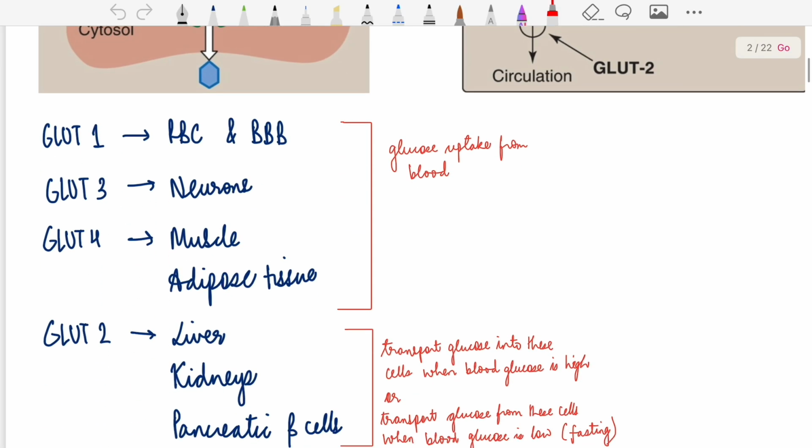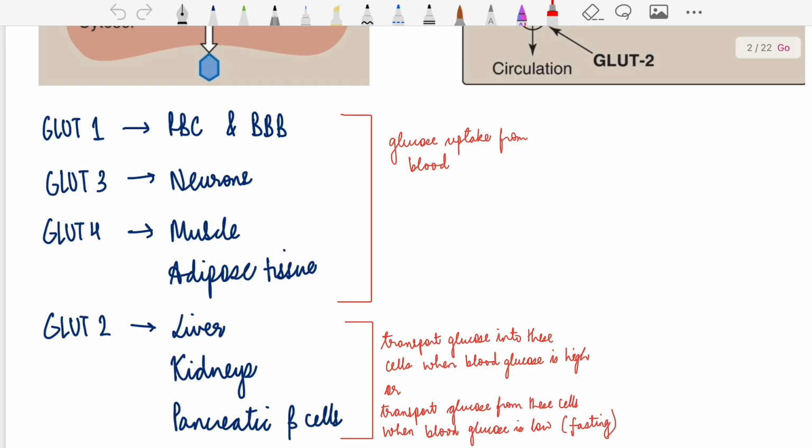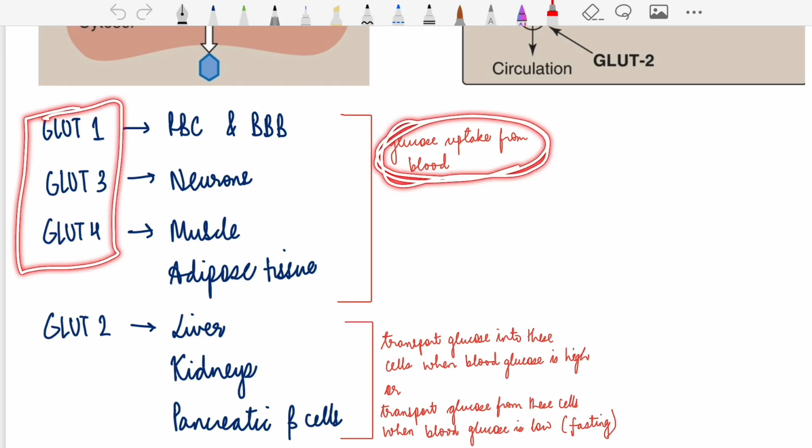Now, some important questions, MCQ questions, PG questions, and more importantly for your concepts. GLUT1 is in RBC and the blood-brain barrier. GLUT3 is in neurons. GLUT4 is in muscles and adipose tissues. The role of GLUT1, 3 and 4 is to uptake glucose from the blood.